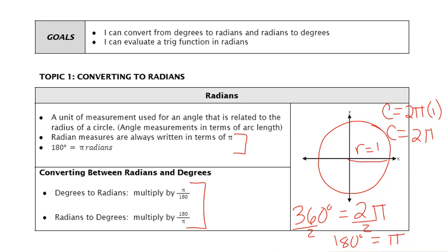We multiply to go from degrees to radians. We multiply by pi over 180 to convert. And then if we're going from radians to degrees, we're multiplying by 180 over pi. So when we're going to degrees, the pi cancels out. And when we're going from degrees to radians, we're going to have a pi in our answer.